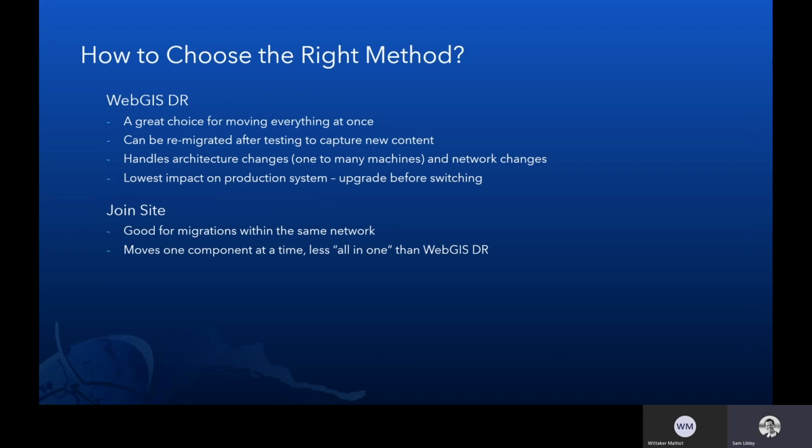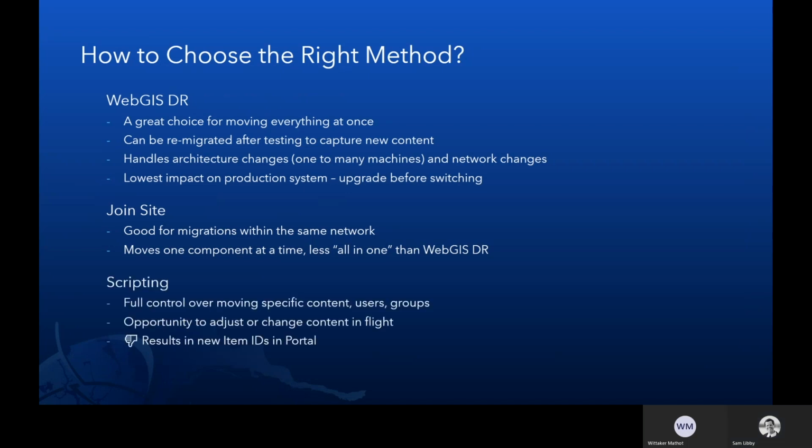For join site, this is a great option for migrating within the same network for scenarios like you just want to keep everything the same but upgrade the operating system, right? Deploy a new Windows VM at the latest OS, use join site, move things across, and call it a day. It also allows you to move one component at a time. Let's say you want to only migrate your server and data store off of an all-in-one machine, leaving the portal there. You have more flexibility to do piece by piece with the join site method, whereas WebGIS DR is everything all at once.